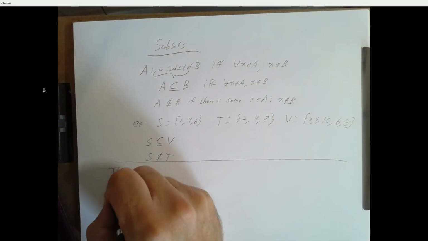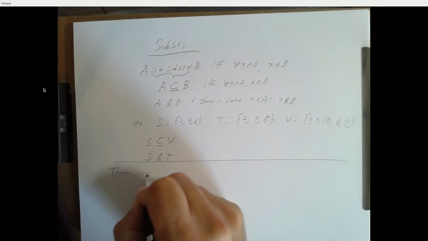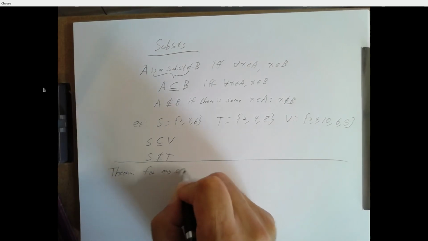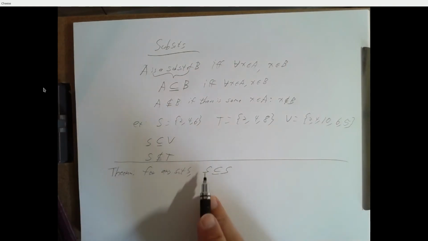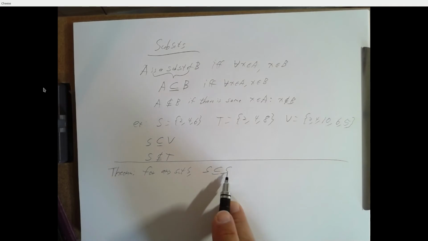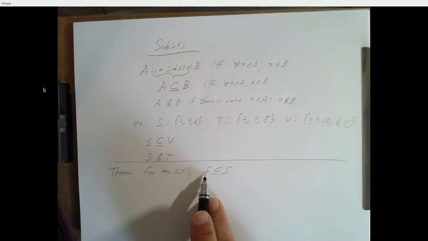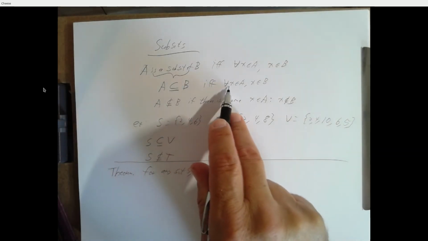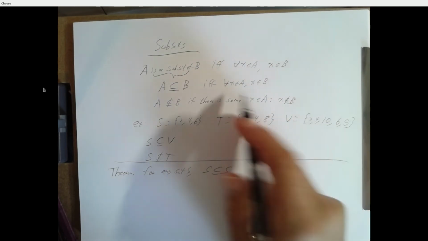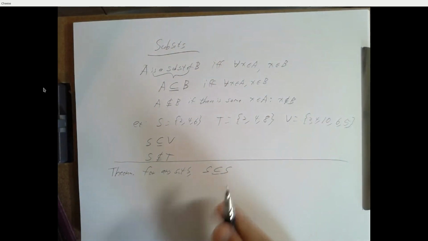So here's our first theorem: for any set S, S is a subset of itself. And why is that true? To say that this is a subset of that means that any element in here also belongs in here. Well, any element in S is clearly an element of S, right? That's sort of obvious, right? But that's enough to say, therefore, S is a subset of S, because S is a subset of S means if X is in S, then X is in S. And that's always true. So S is a subset of S.